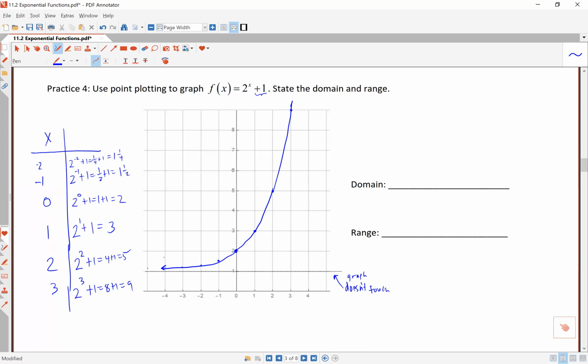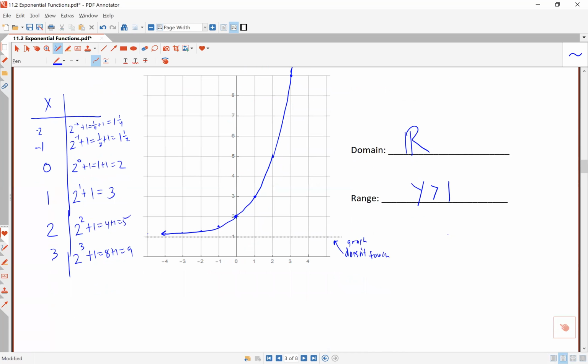So this time the domain is still all real numbers. This is always a fixture with exponential functions. The domain will always be all real numbers. The range this time has been changed because we lifted the graph up 1. This graph will always be above the y value of 1 and never hit that y value. This is a characteristic of exponential functions.